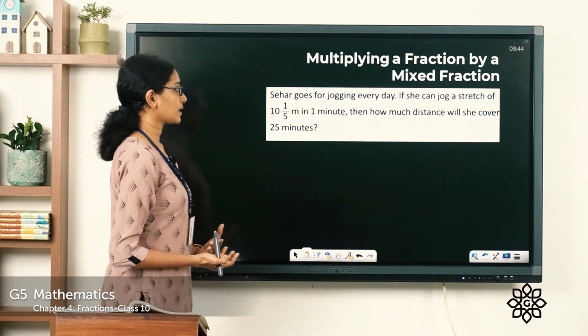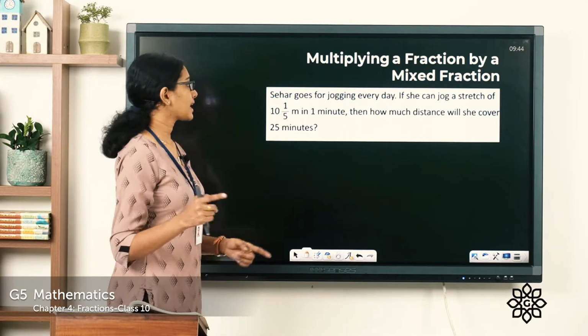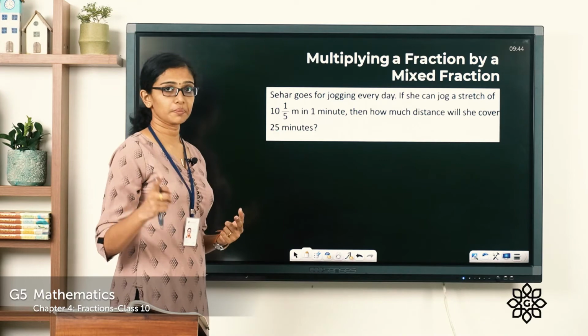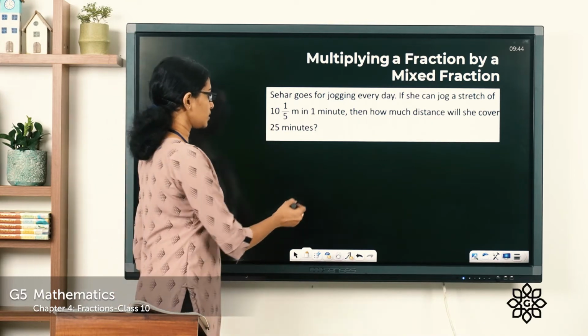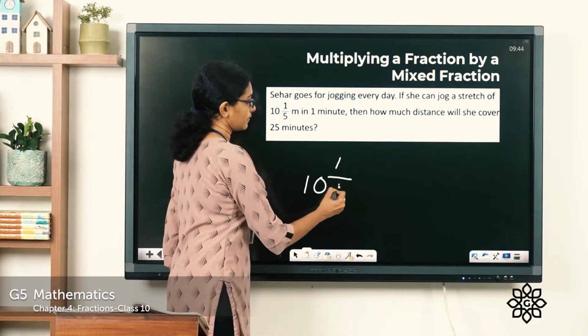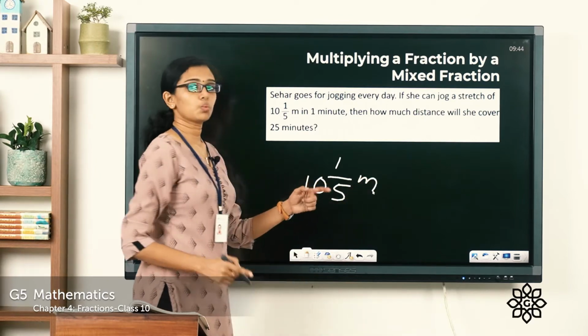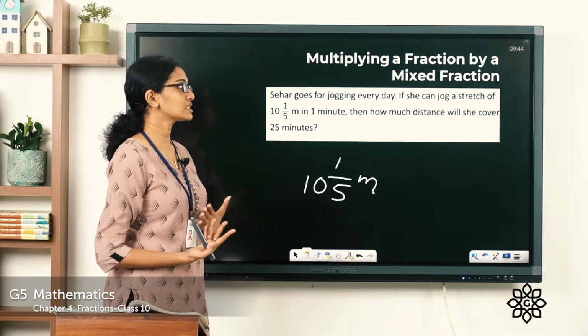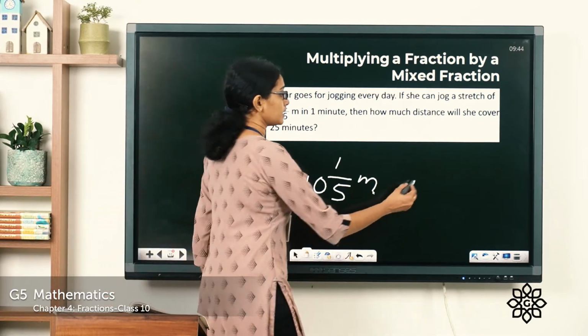So what is given in the question? Seher can jog for how long? What is the distance she covers in 1 minute? She covers 10 1/5 meters in 1 minute when she goes for jogging. And you are asked to find out how much distance she will cover in 25 minutes.